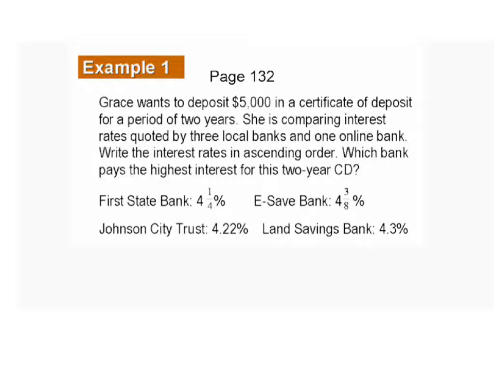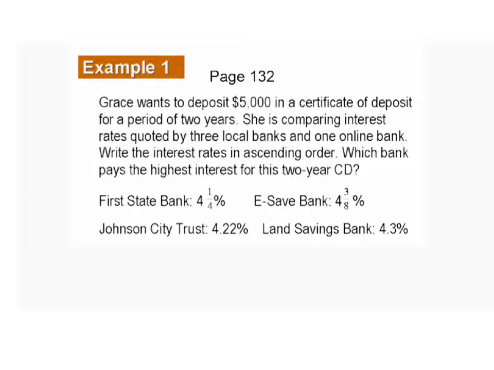Here's example 1, which is on our page 132. It says Grace wants to deposit $5,000 in a certificate of deposit for a period of 2 years. She's comparing interest rates quoted by 3 local banks and 1 online bank. Write the interest rates in ascending order. That means from least to greatest. Which bank pays the highest interest rate for this 2-year CD?